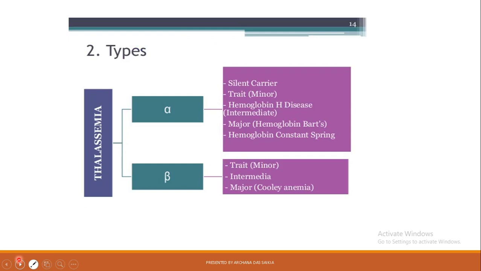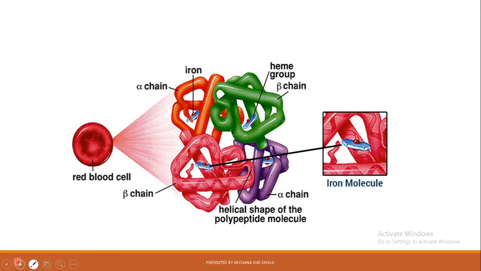The types are alpha and beta. Again, there are subtypes. An alpha type can again be silent carriers, some can be traits, some hemoglobin H intermediate, major, hemoglobin Constant Spring. These are the different types of alpha thalassemia. Beta types, again, can be 3 types. We will see now how it happens.